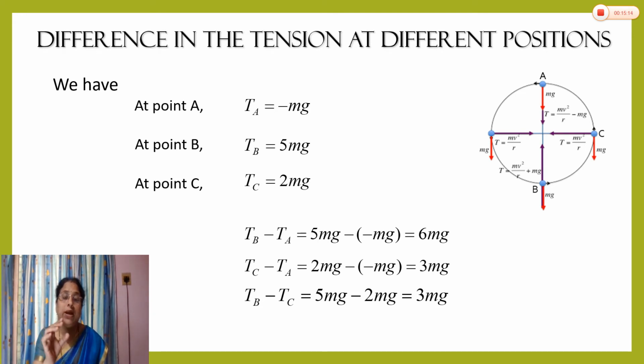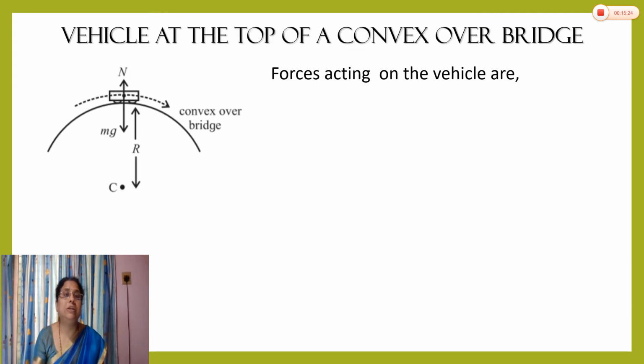A small point mass, that is the bob, is attached to a rod, and the rod is whirled in a vertical circular motion. Now this is the application. Here in your book, this is the application of vertical circular motion: vehicle at the top of a convex overbridge. When the vehicle is passing on the convex overbridge, it is a part of a vertical circle. When the vehicle moves at the uppermost point, what are the forces acting on the vehicle here? The normal reaction force acting vertically upward, and its weight mg acting vertically downward.